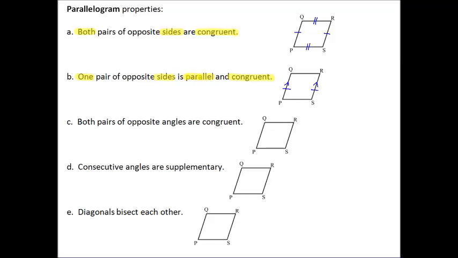Now let's talk about angles. Both pairs of opposite angles have to be congruent. Both pairs. So angle P has to be congruent to angle R, which is opposite of P, and Q has to be congruent to angle S, which is also its opposite.